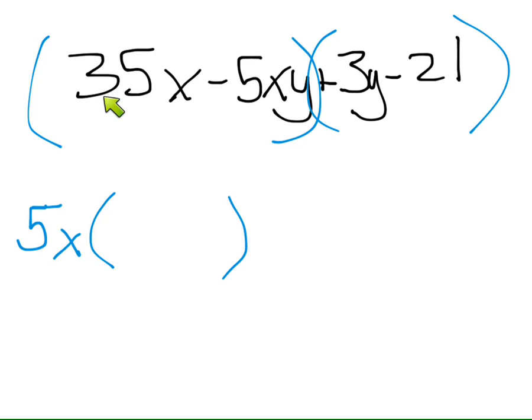I brought out a factor of 5 here, so the two factors that make up 35 are 5 and 7. If I re-multiply those, that's what I get, so that's good. Minus, I brought out that 5, I brought out that x, and I'm just left with minus y.